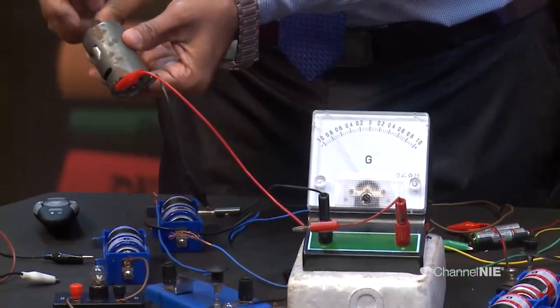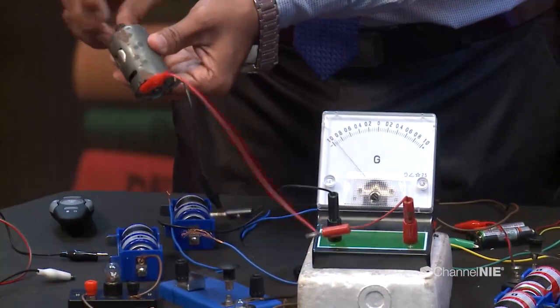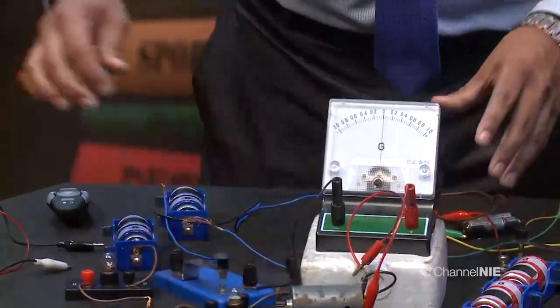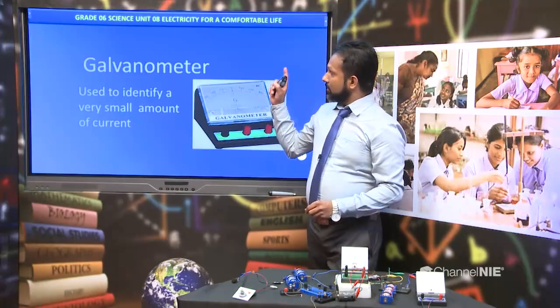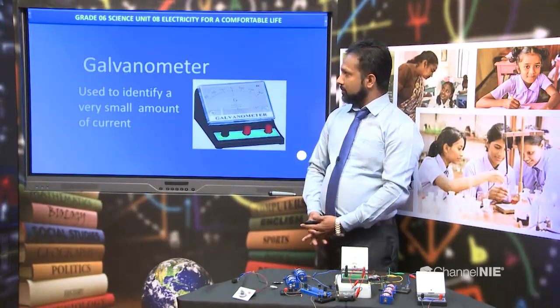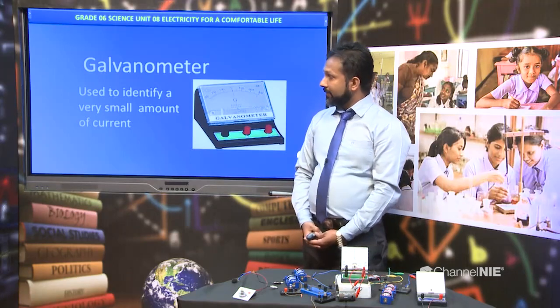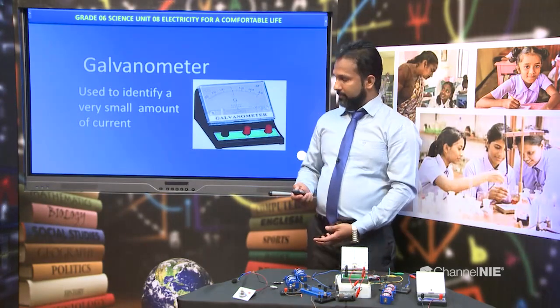That is the direction of flowing of current. Right, I think you can understand the use of the galvanometer. The galvanometer is used to identify a very small amount of current.